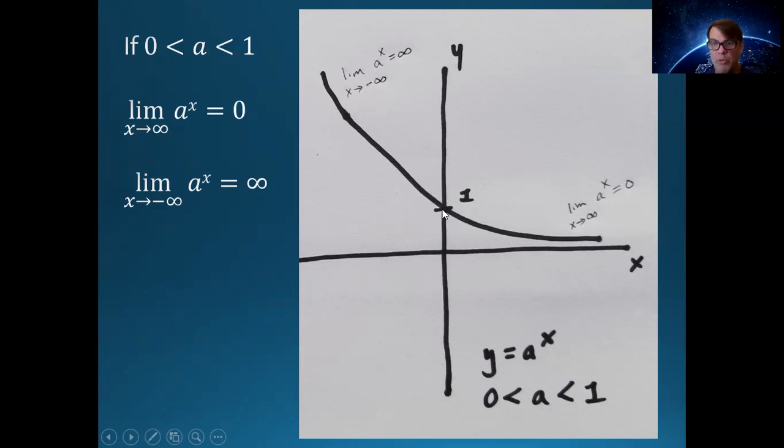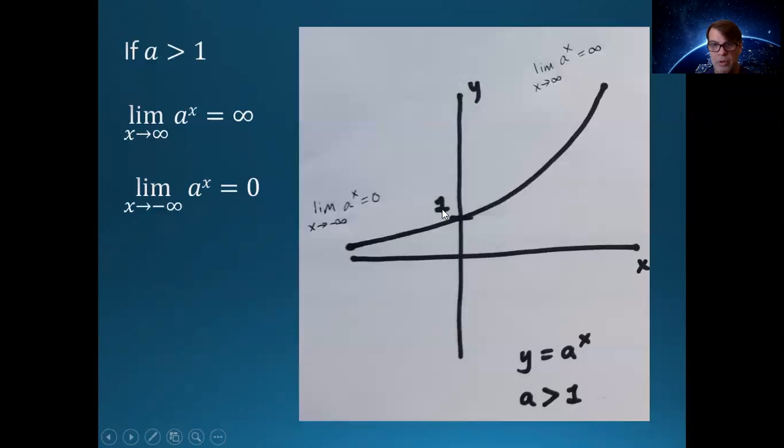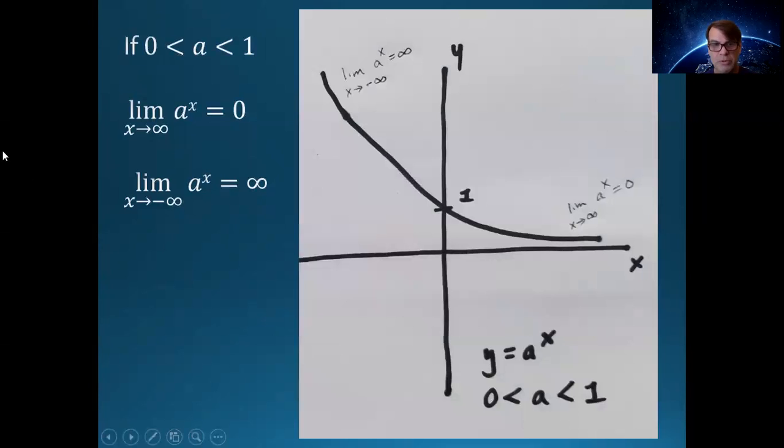Of course, both of them go through y equals 1. Why is that? Because when x equals 0, anything to the 0 power is 1. And there's also a picture in Stewart in which he shows how the higher the base, the more quickly it gets steep. So be sure and look at that diagram in the book.